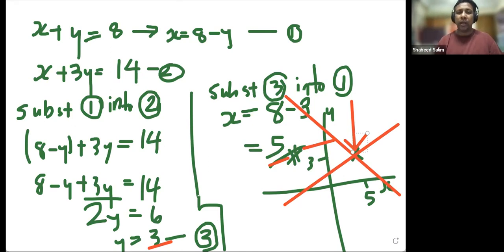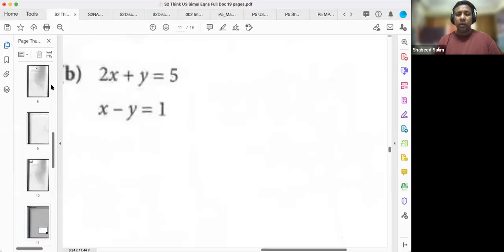Now you try the next one. I don't know if you have your working in your book, you try not to look at it. If not, I give you another question. You try this one.